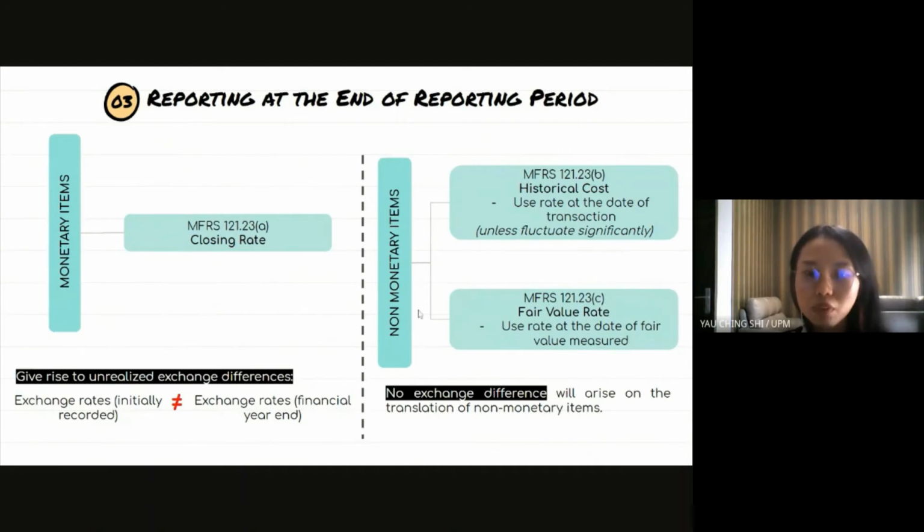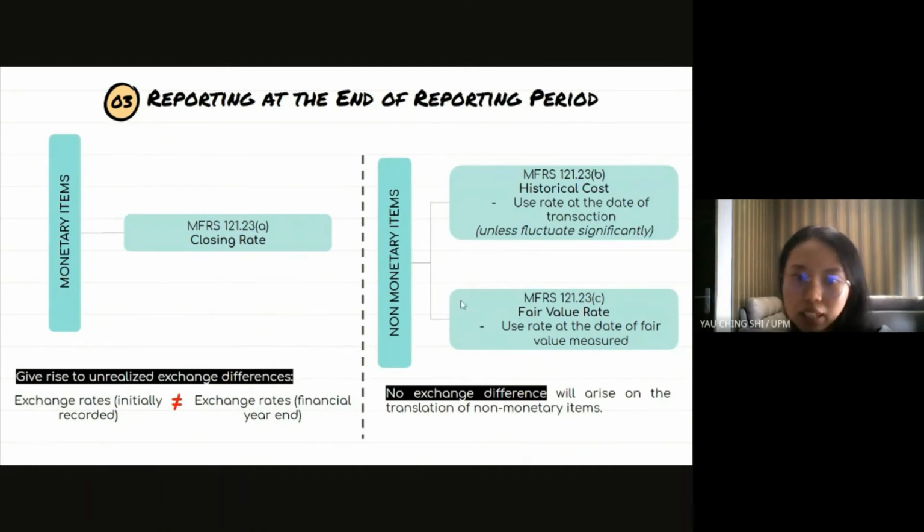For B and C is for non-monetary items. Okay, so Para 23A required that the foreign currency monetary item shall be translated using the closing rate. And if the exchange rate, which is initially recorded, is different from the exchange rate at the financial year end, it will give rise to unrealized exchange differences.